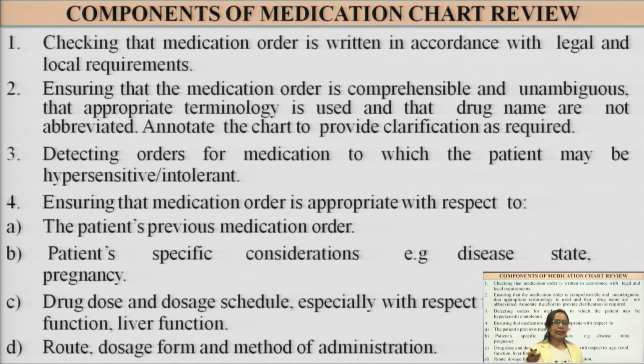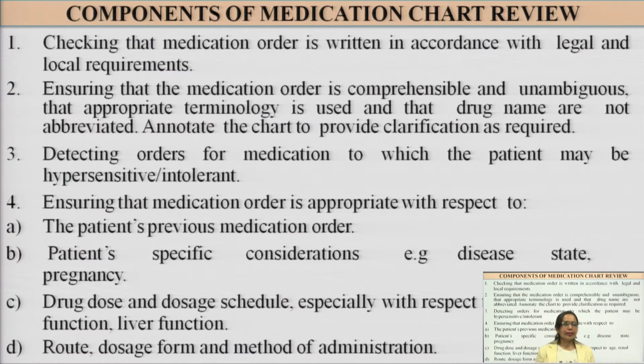The next component is ensuring that the medication order is comprehensive and unambiguous. We have to ensure that appropriate terminology is used and that drug names are not abbreviated. Drug names should be written in full, not abbreviated, in the medication chart.